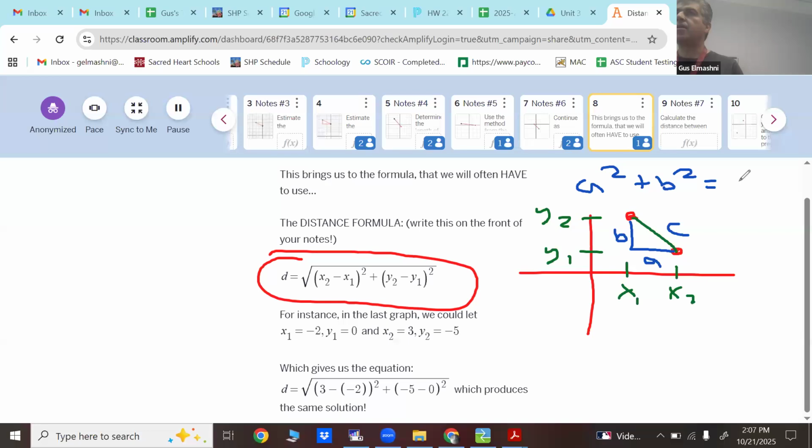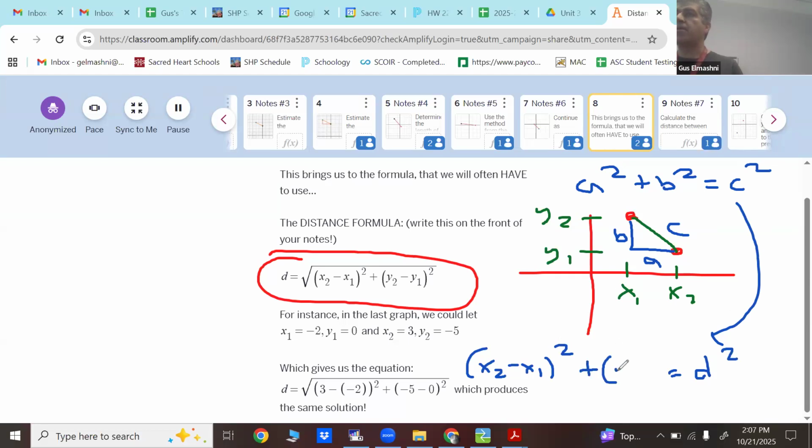Now, what if I let C represent the distance that I want to find? Say I call that D, so that would be D squared. Now, isn't A the difference in the x coordinates? Isn't that a horizontal leg? That would be x2 minus x1, and you have to square that. B, isn't that the difference in the y coordinates? y2 minus y1, and you have to square that as part of the Pythagorean theorem.